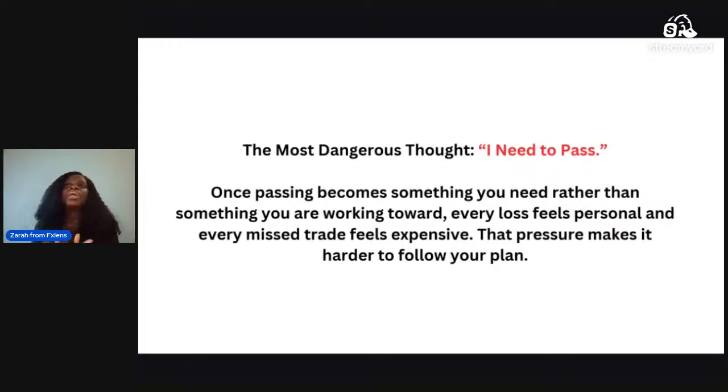Okay, so if the mindset you have is that I need to pass, you're going to do everything within your power to pass, even not following your rules, over leveraging. Everything you're going to do is just because you need to pass. Because once passing becomes something you need to do rather than something you're working towards, every loss you take feels personal and every missed trade feels expensive. The pressure makes it harder to follow your plan, exactly what I just explained. If the whole thought process in your mind is that I need to pass, you're going to do everything within your power to pass, including breaking your rules. And that is not where you want to be.